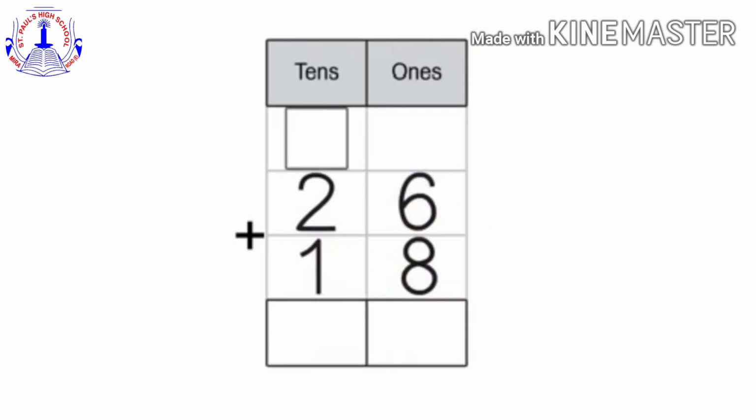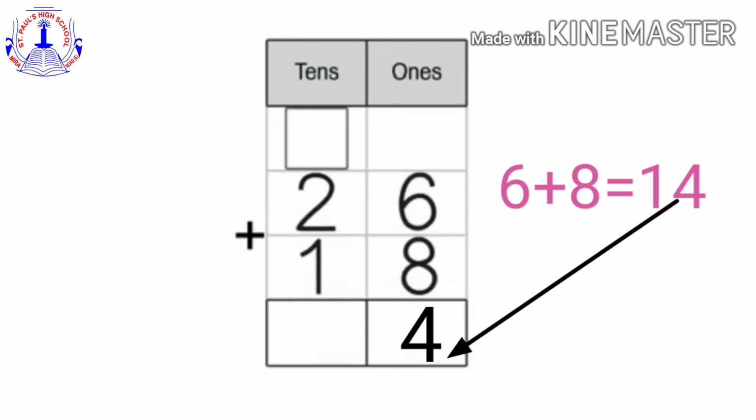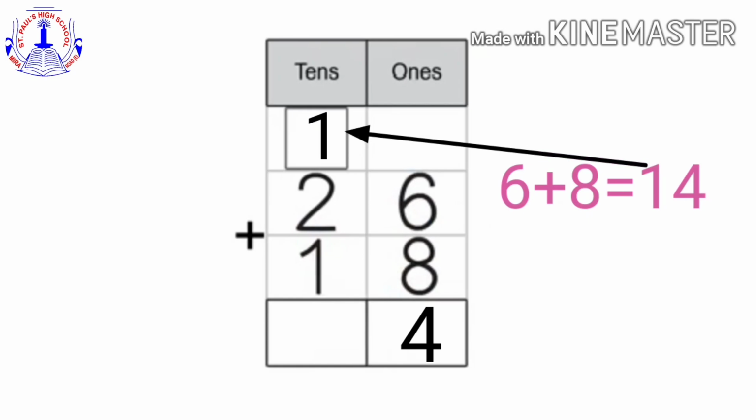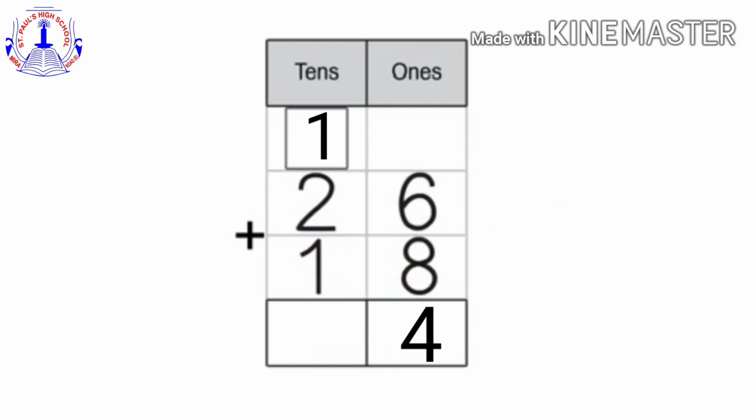Now we need to add the ones place first. So 6 plus 8 is how much, children? Come on, count: 6, 7, 8, 9, 10, 11, 12, 13, 14. 6 plus 8 is 14. So where will we write 4? Yes, we are going to write it down. And where are we going to write 1? Yes, we will write 1 in the tens column. Children, 1 plus 2 is how much? 3. Very good. And 3 plus 1 is 4. Very good. So the answer to 26 plus 18 is 44.